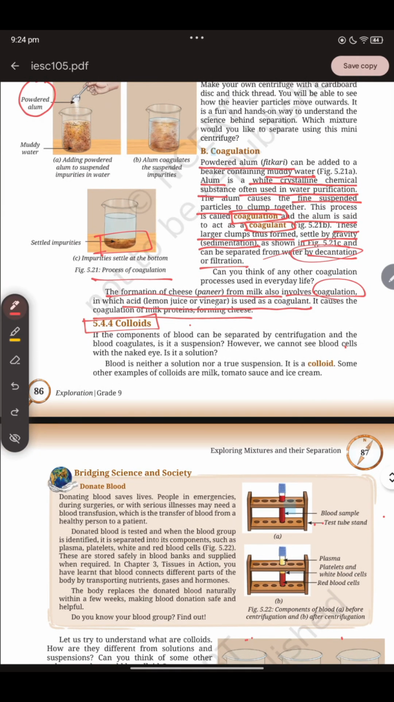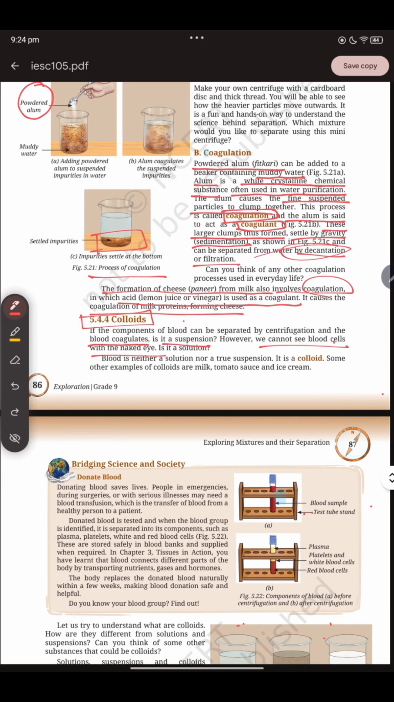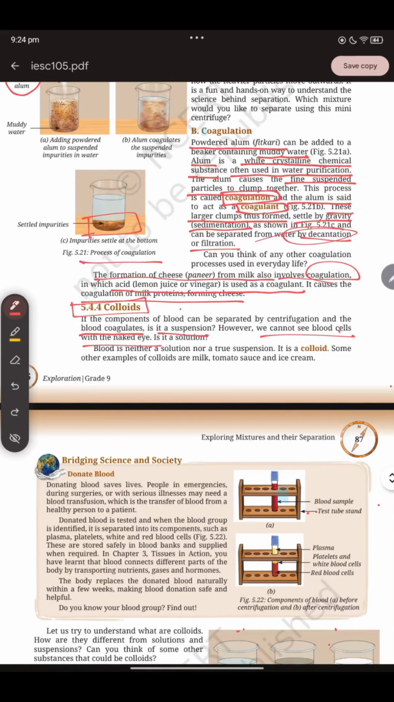Now here, if the components of blood can be separated by centrifugation and the blood coagulates, then is it a suspension? That is a question. Do you think it is a suspension? We cannot see blood cells with the naked eye. So visibility is not there. So can we say it is a suspension? Had it been a suspension, we could have seen the blood cells with the naked eye. Now blood is neither a solution nor a true suspension. What is it? Blood is a colloid.